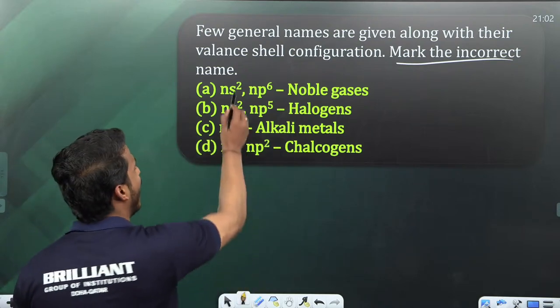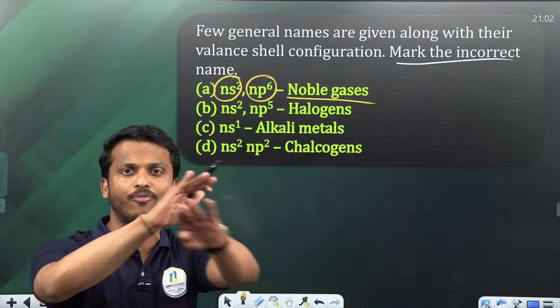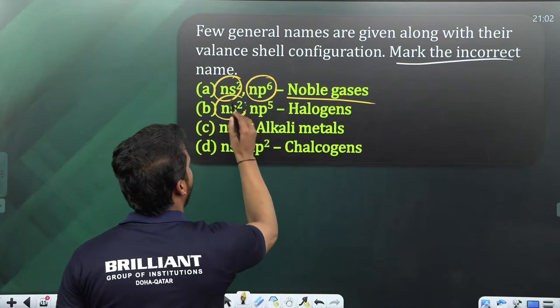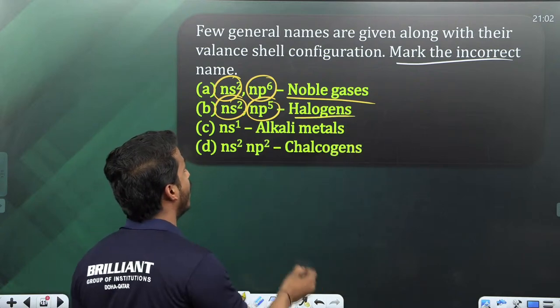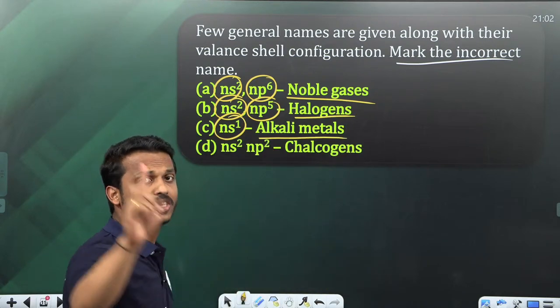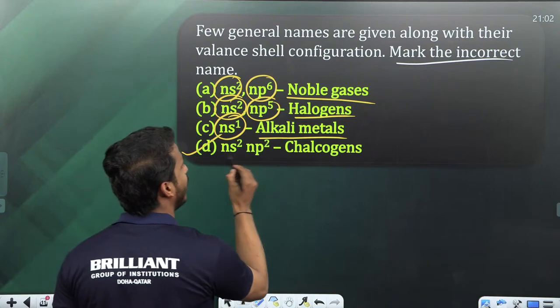Dear all, ns2 np6 means they have noble gas configuration. They are fully filled. ns2 np5 says they need just one electron. Yes, that is our halogen. ns1, yes, that is our first group, alkali metal. Option D, yes, option D is incorrect.